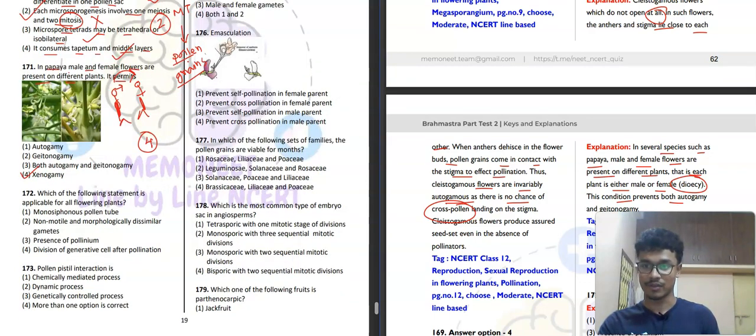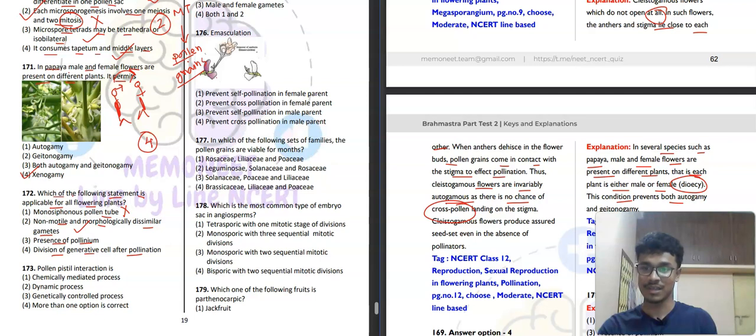Now next one, 172. It is saying which of the following statements is applicable for all flowering plants, and the options are given: monospermous pollen tube, monosiphonous pollen tube, then non-motile and morphologically dissimilar gametes, presence of pollinium, division of generative cell after pollination. Among these, monosiphonous pollen tube is not present in all flowering plants. Non-motile and morphologically dissimilar gametes are present. It is applicable for all flowering plants.